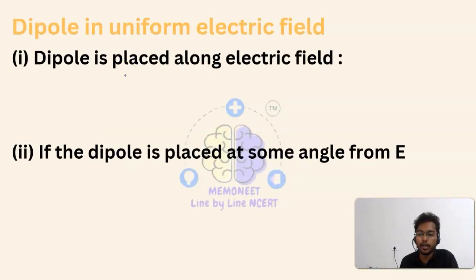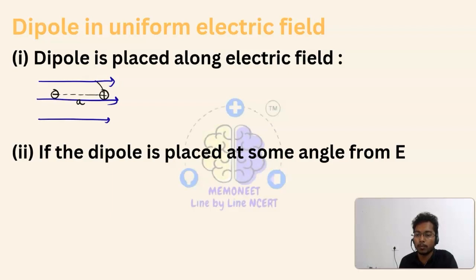Uniform electric field. Let's say we have a uniform electric field here, and we are placing a dipole here, with the negative charge and the positive charge separated by distance a. Let's say we tilt the positive charge in this direction, and the negative charge comes in this direction.